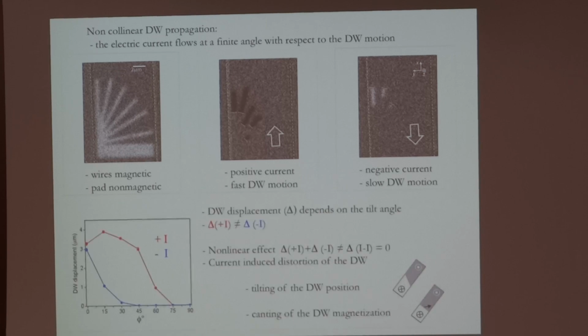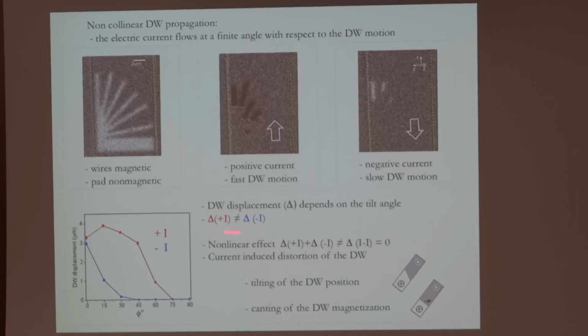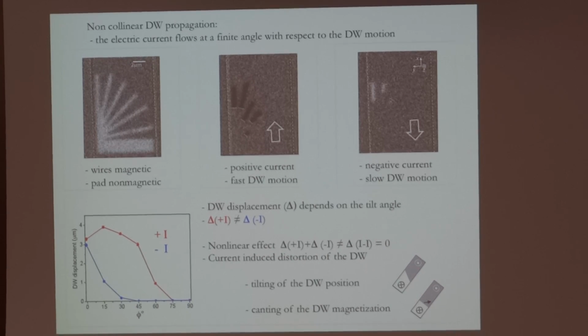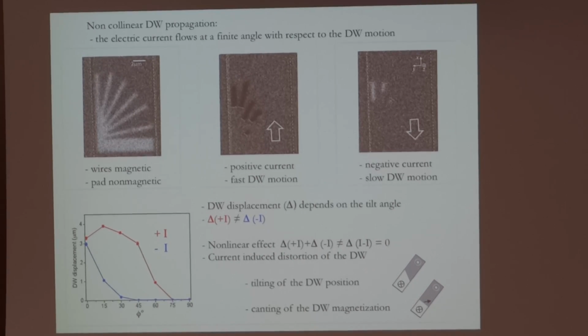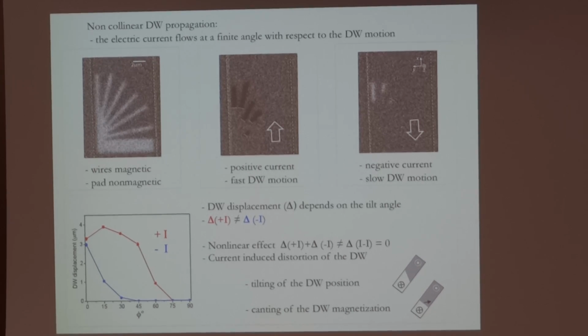If you do a more systematic study, you can see how this depends on the angle. And you immediately notice that there's a big asymmetry between the two current directions. You can see this in terms of a nonlinearity. Positive current and negative current do not have the same effect on domain motion. This means there's something nonlinear. But the torques themselves are linear in current.